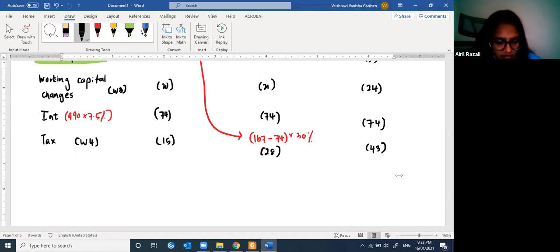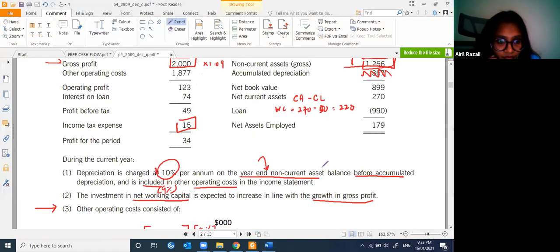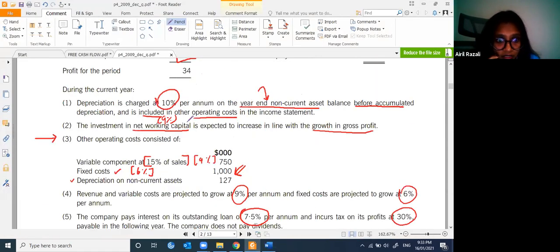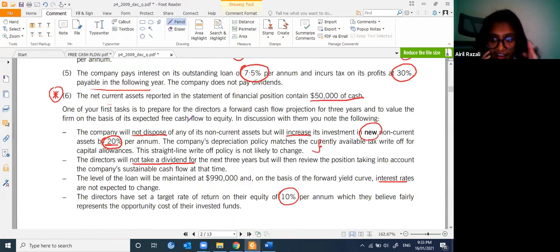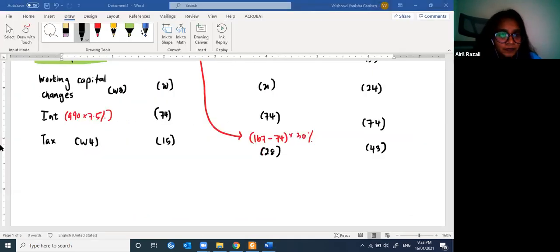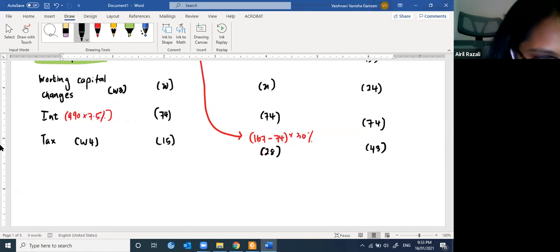Now, did I miss out any item? Let me go back to the question and check. Depreciation, investment in non-current asset. Oh, I forgot one more thing, which is my investment in non-current asset, right? Okay. Actually, that should go somewhere in between, but it's okay. I will just write it here.